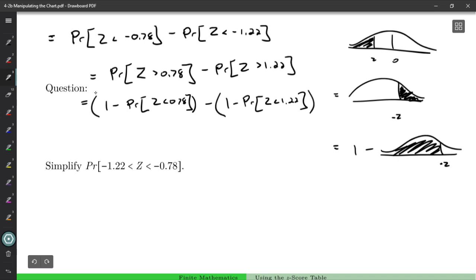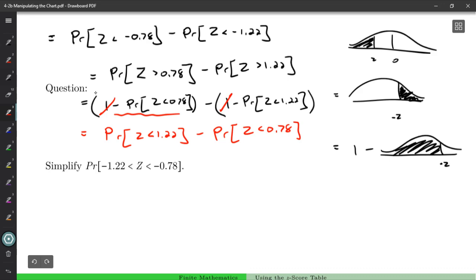Okay. Now, we could work each of these individually out, or we could use our advanced algebra skills to say that 1 minus 1 cancels out, and if we clean this up, we just get negative probability that z is less than 1.22 minus the probability that z is less than 0.78. And these can both be very quickly looked up in the chart.